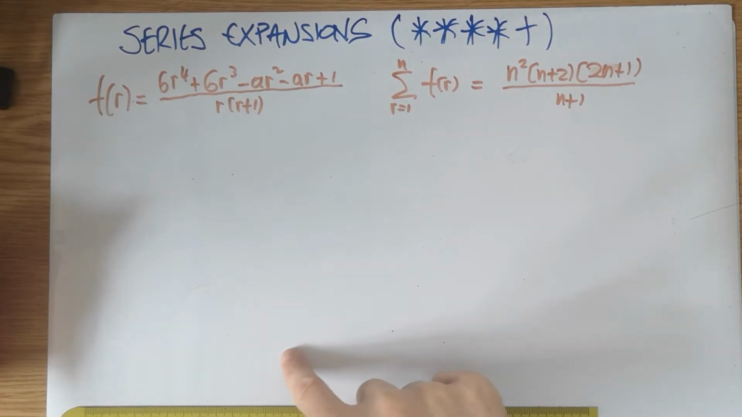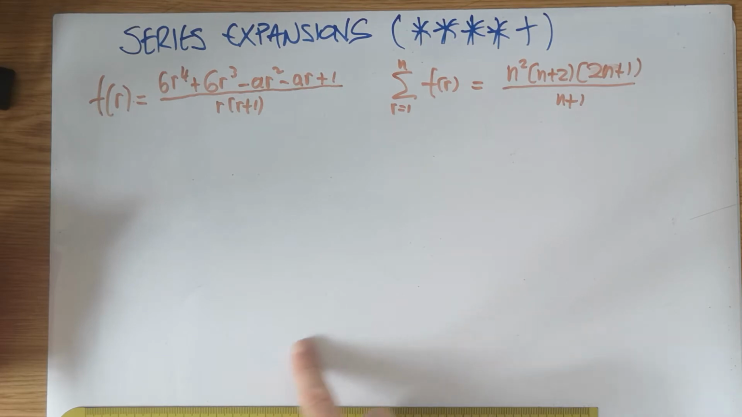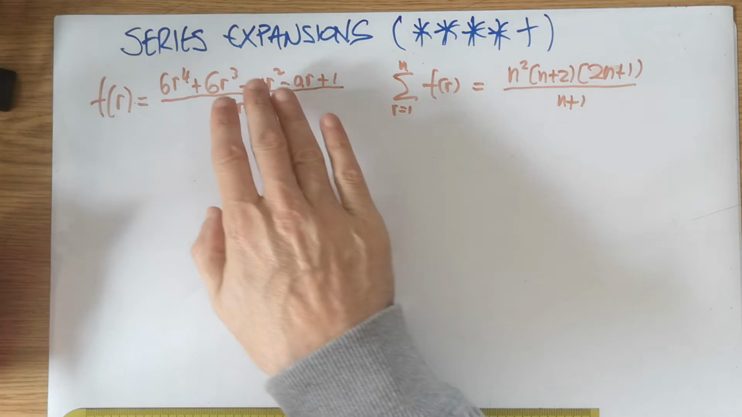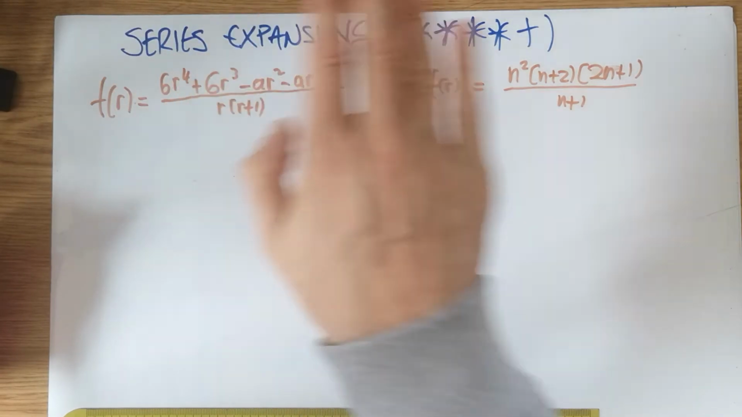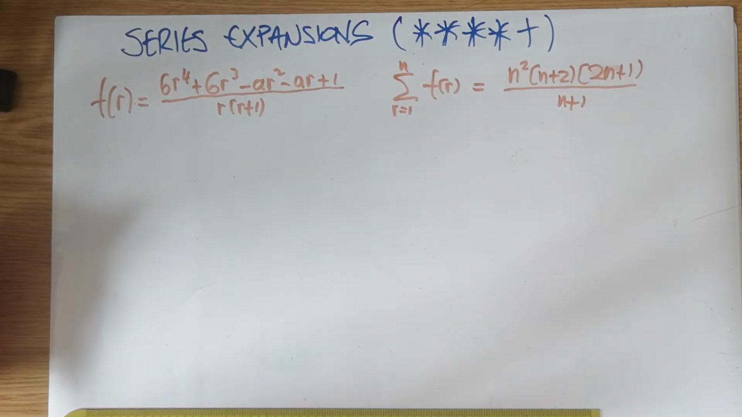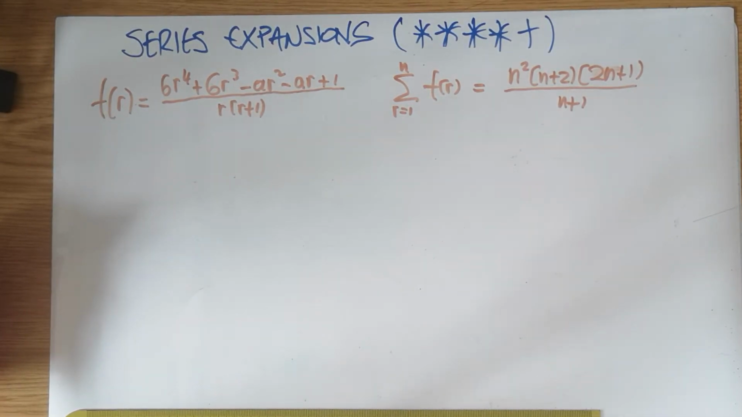This is actually vile at first glance, and it almost makes it to a 5-star question. It has no structure. So this is our f of r, this is the sum, and this is what it sums to, the first n terms. This is quite interesting, and I think this is where we need to start with this.